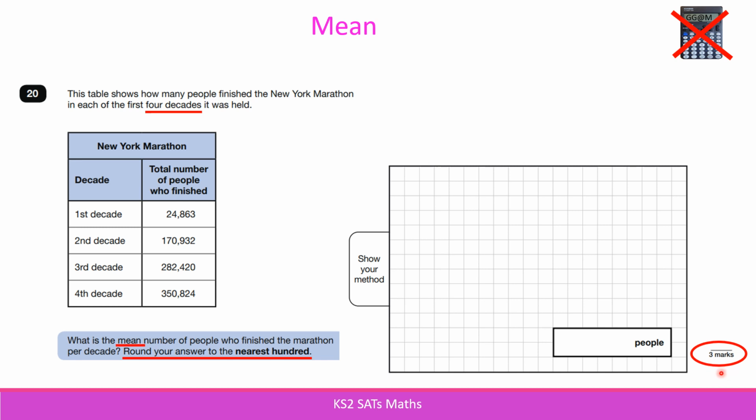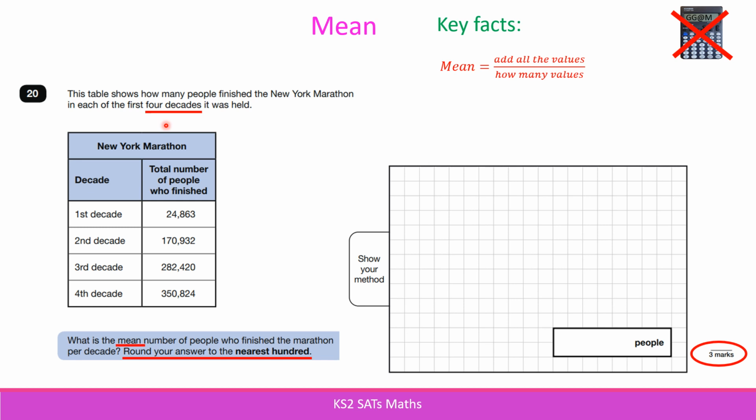This is worth a lot of marks in the exam, one of the biggest mark questions on the exam paper, and you need to be able to know the method, and you need to be able to know the steps, and you need to be able to know how to round. So there's lots of marks here. So your key facts. The mean, you need to add up all the values and then divide by how many values there are. So in this case, you need to add up all these numbers and divide by how many values there are, which is the 4 decades which you're told is in the question.